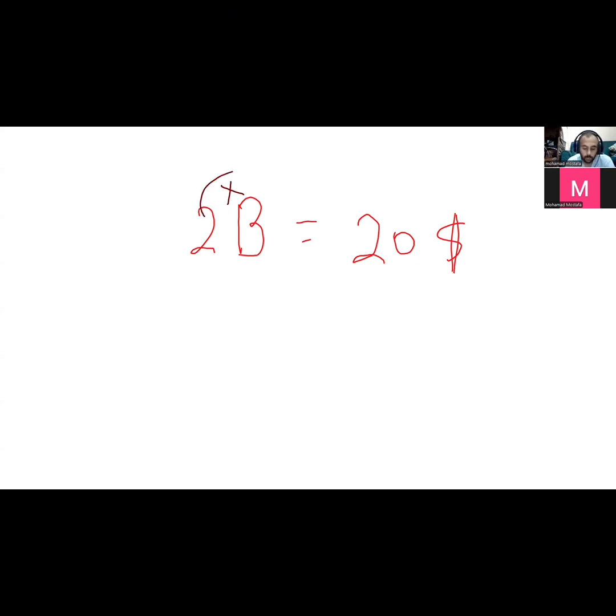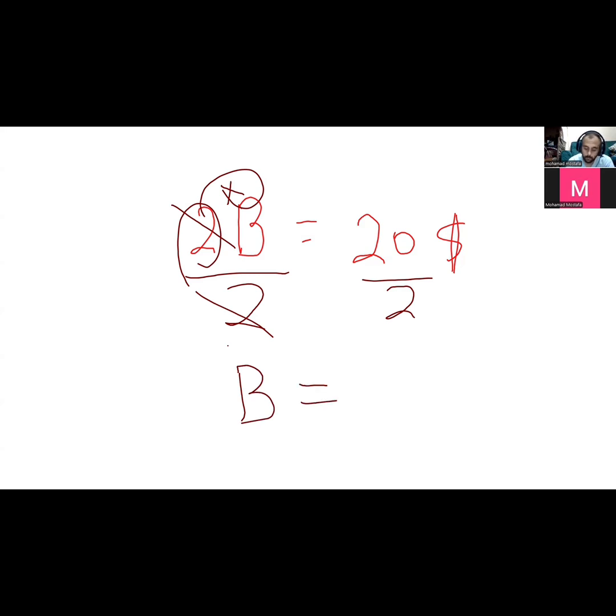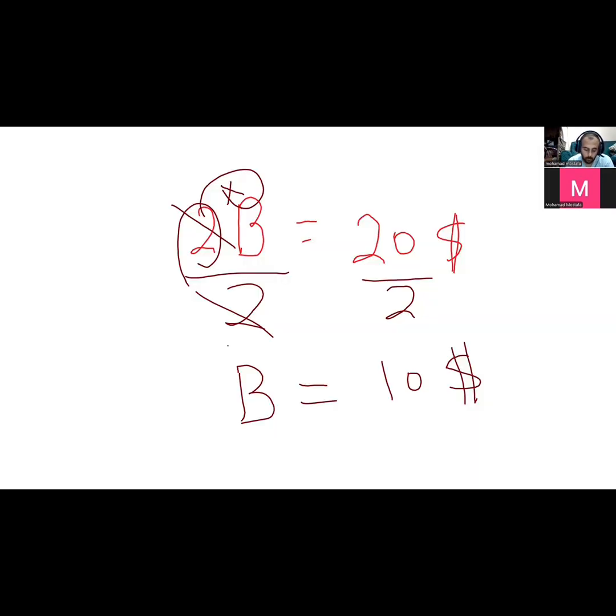I have here 2 times b. What's the inverse of multiplying? Excellent, divide. So we divide both sides by the number which is nearest to or touching your variable. I have here 2, so divide here by 2 and here by 2. 2 divided by 2 gives me 1, and b means 1b, or 1 banana, equals 20 divided by 2, which is $10. I hope you understand this.